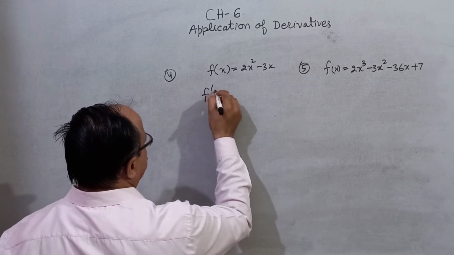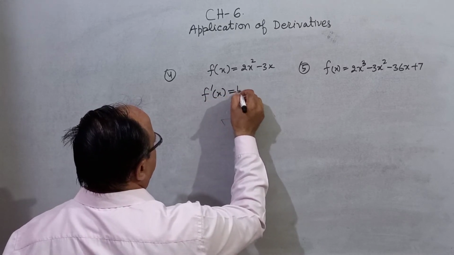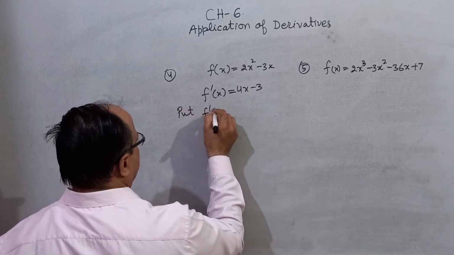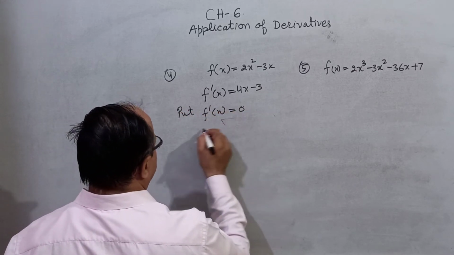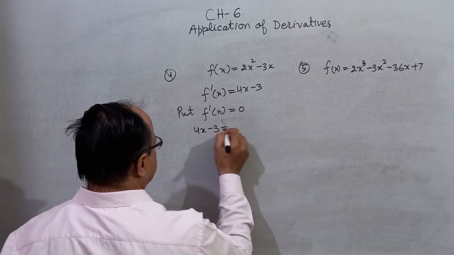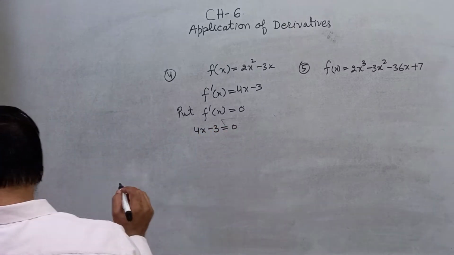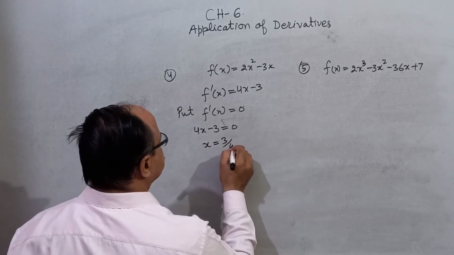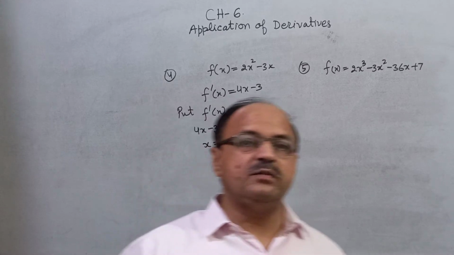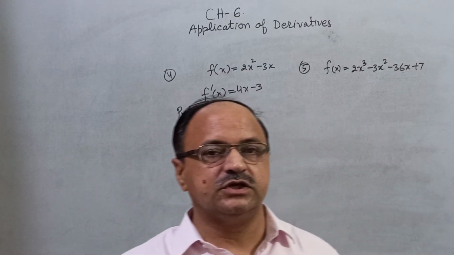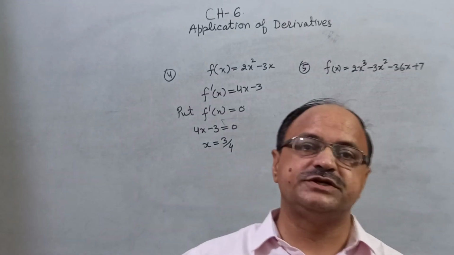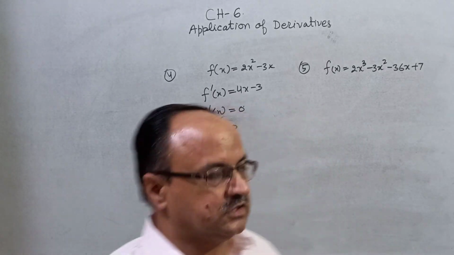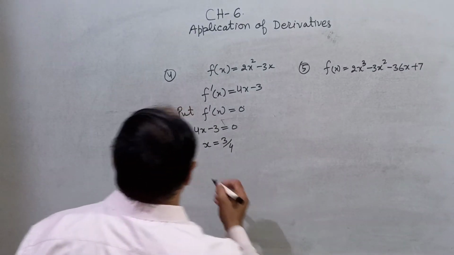Same procedure. Firstly, find its derivative, 4x minus 3. Then put f dash x equal to 0. Therefore, 4x minus 3 is equal to 0. And from this, the value of x is 3 by 4. And this is called a critical point, stationary point, or you can say turning point, where the graph turns. Clear? These points are called turning points.